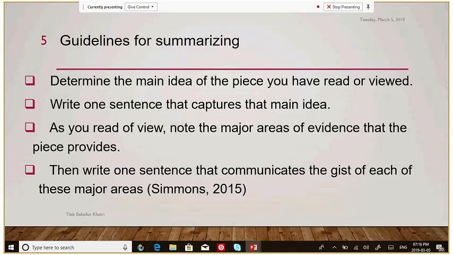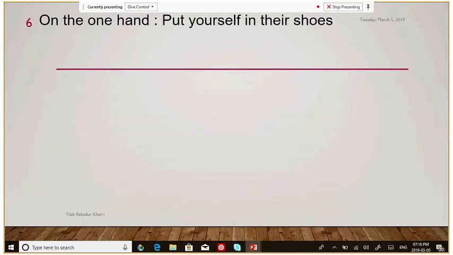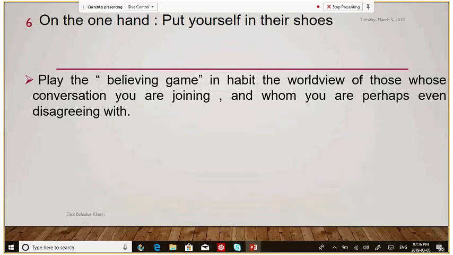Then write one sentence that communicates the gist of each of these major areas. On the other end, put yourself in their shoes. Play the believing game. Inhabit the view of those whose conversation you are joining and whom you are perhaps even disagreeing with. The theorist Peter Elbow calls this the believing game. We believe in the original writer's theme or original article. We are joining in conversation with those we may even disagree with.